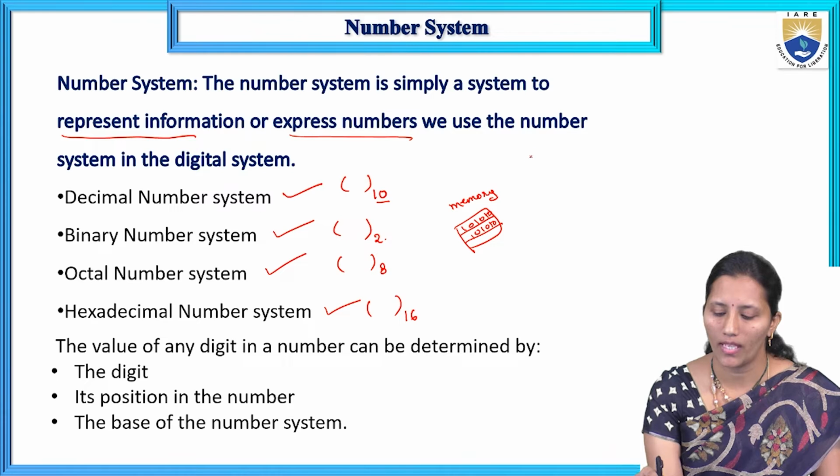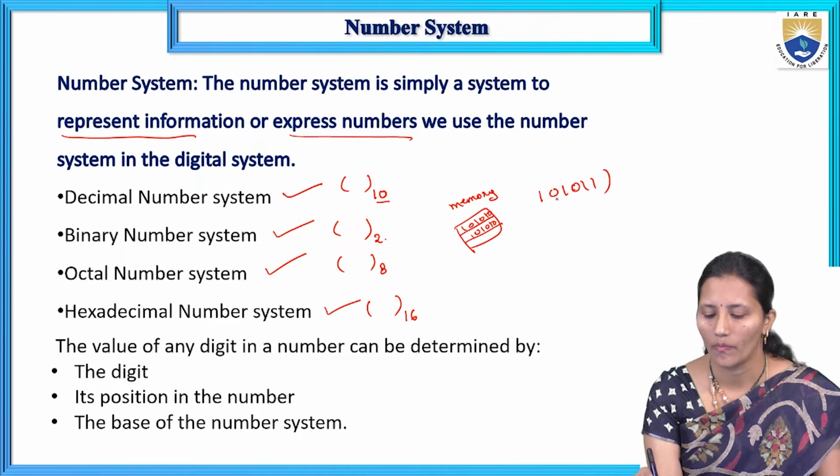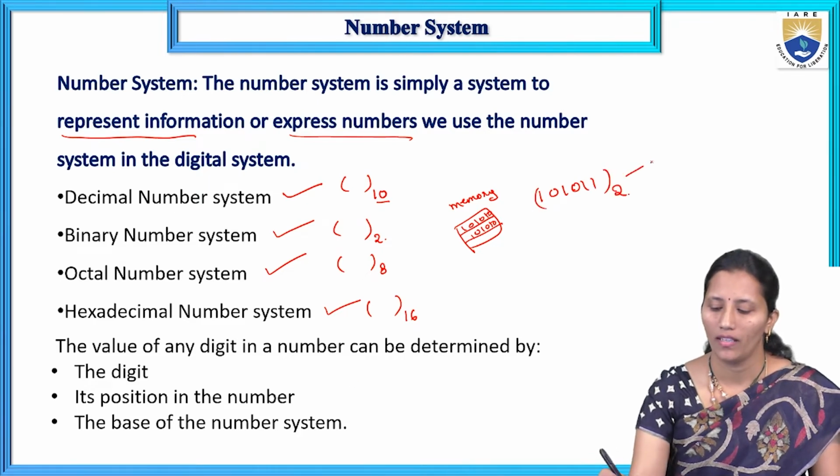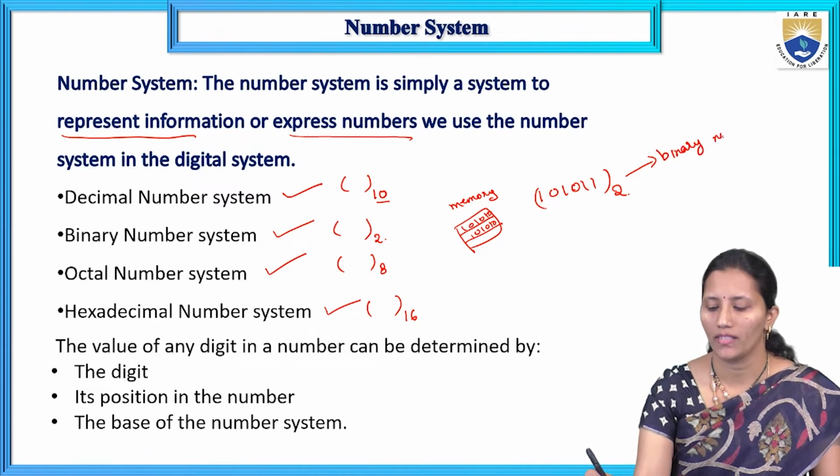Okay. Suppose I want to represent the number 101011 with base 2. It means the number is in binary form, the binary number system.